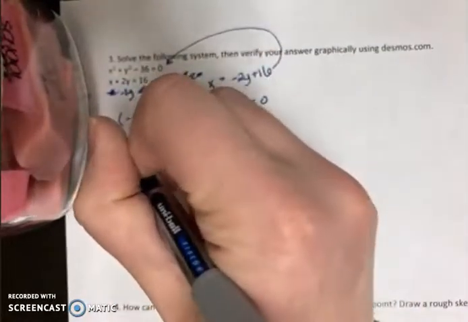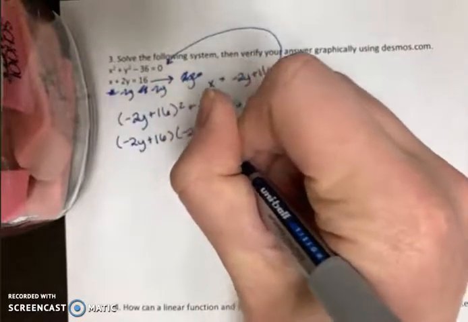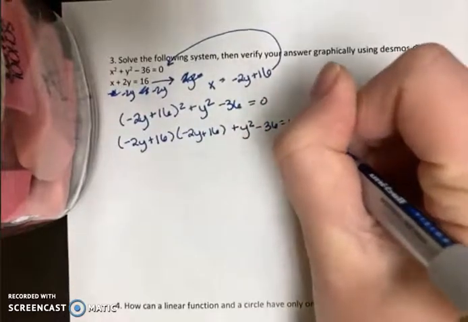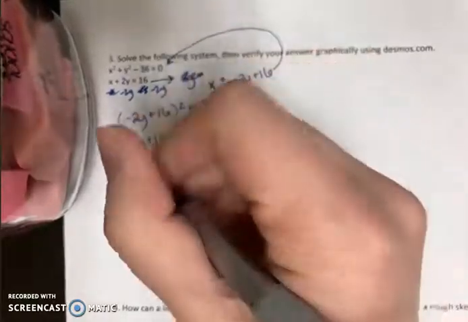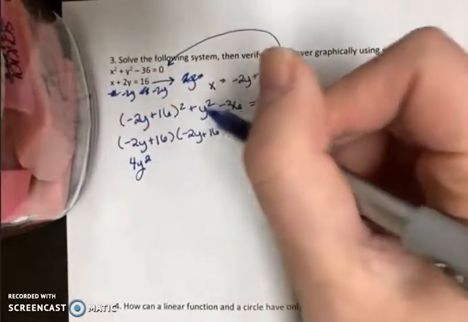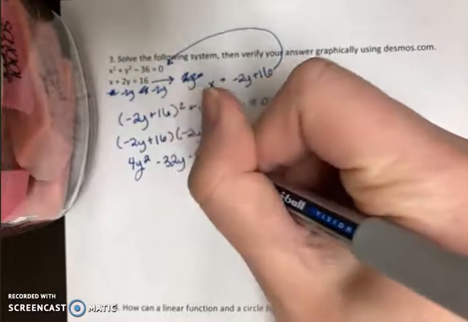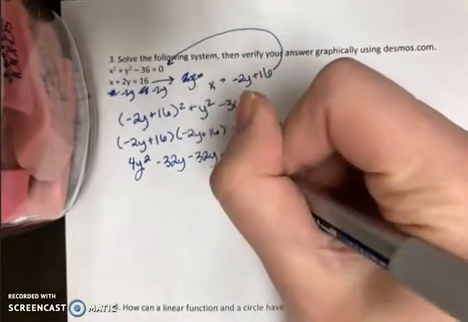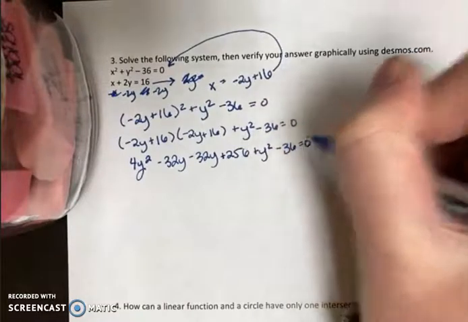Make sure that we rewrite the expression being squared as something times itself because we cannot distribute that power of 2 due to the addition sign. FOIL this out. -2y times -2y is a positive 4y squared. Then we have a -2y times a positive 16, which is a -32y. Once again, we have a -32y. 16 times 16 is 256. And we still have plus y squared minus 36.